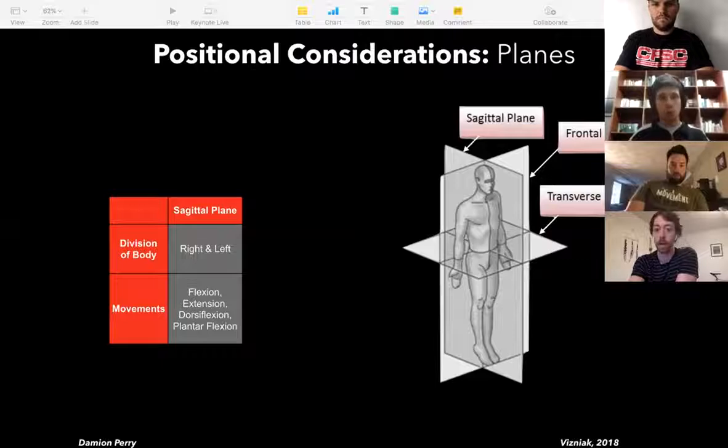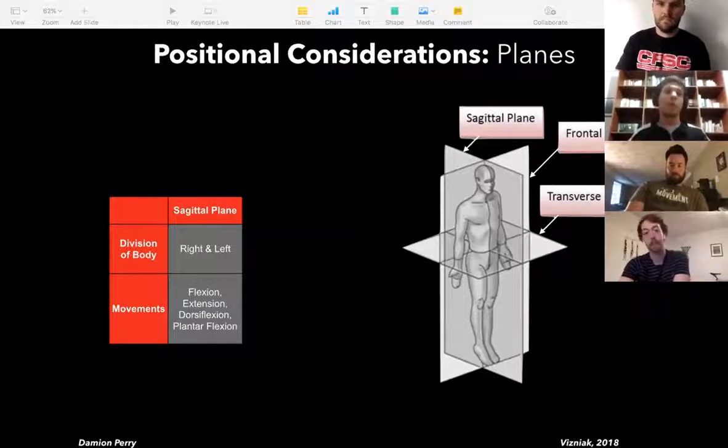So what are we talking about there? Quads, hamstrings, right? If we're squatting, that's a very sagittal plane oriented movement, because those fibers are directed up and down in the direction of that sagittal plane. It's going to move us into flexion and extension. At the calves, it's going to be dorsiflexion and plantar flexion, things like that.